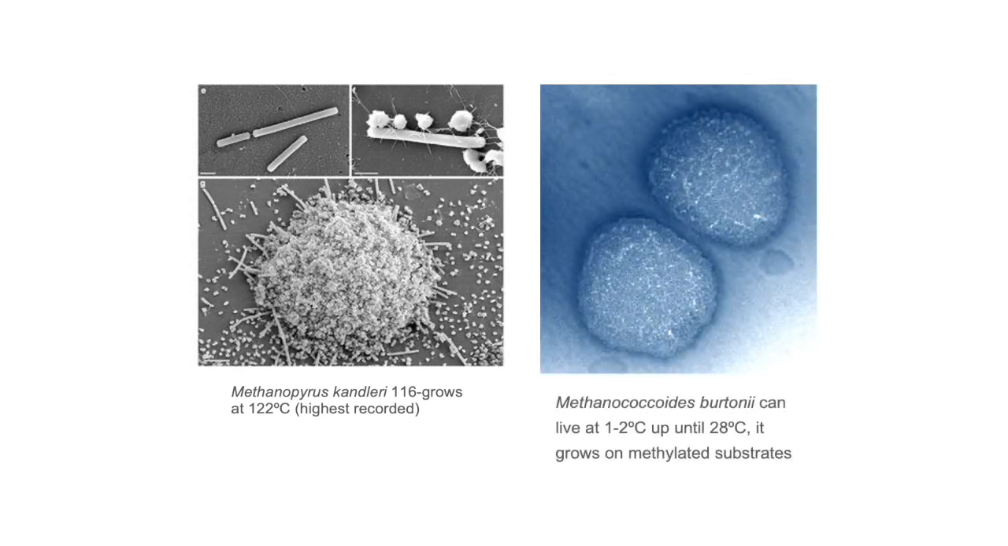First, we have Methanopyrus kandleri, strain 116. It grows at a maximum temperature of 122 degrees Celsius, which is the highest ever recorded for members of Archaea. The species Methanococcoides burtonii can live at 1 to 2 degrees Celsius and curiously up until 28 degrees Celsius. However, it requires methylated substrates in order to survive. This shows that some members of Archaea can tolerate conditions which are not relatively extreme.